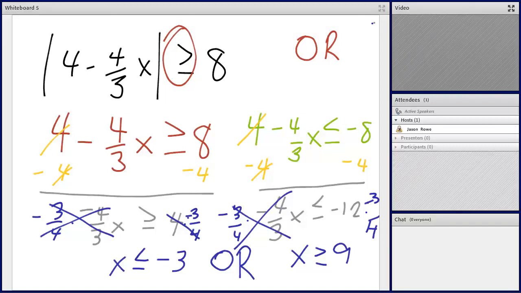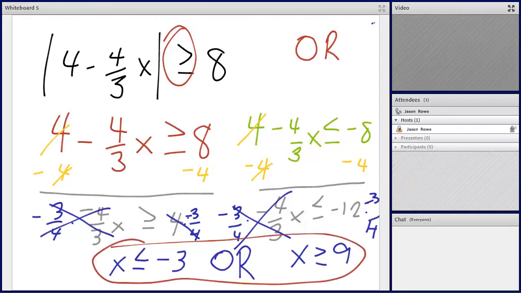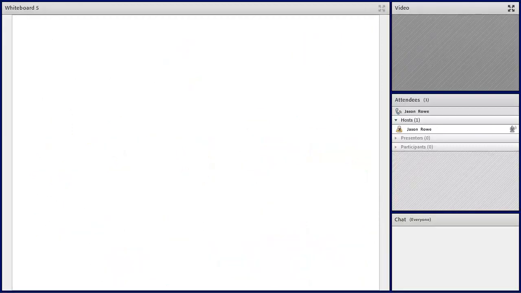So red circle so we know what's the answer. So that's it. Let's look at one more example.